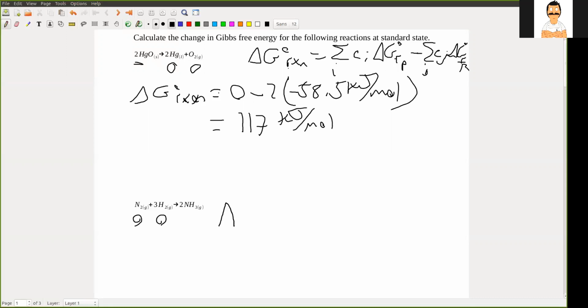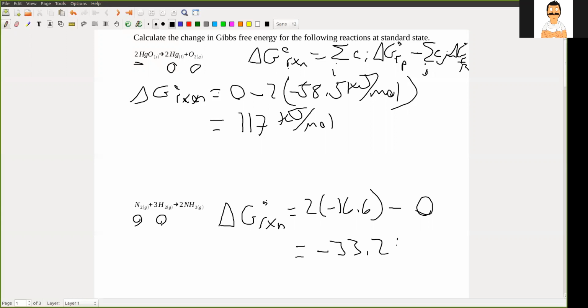Similarly, with the second reaction, delta G of the reaction at standard state is equal to 2 times the product, which for ammonia is negative 16.6, minus the reactants, which are 0. So we have a negative 33.2 kilojoules per mole.